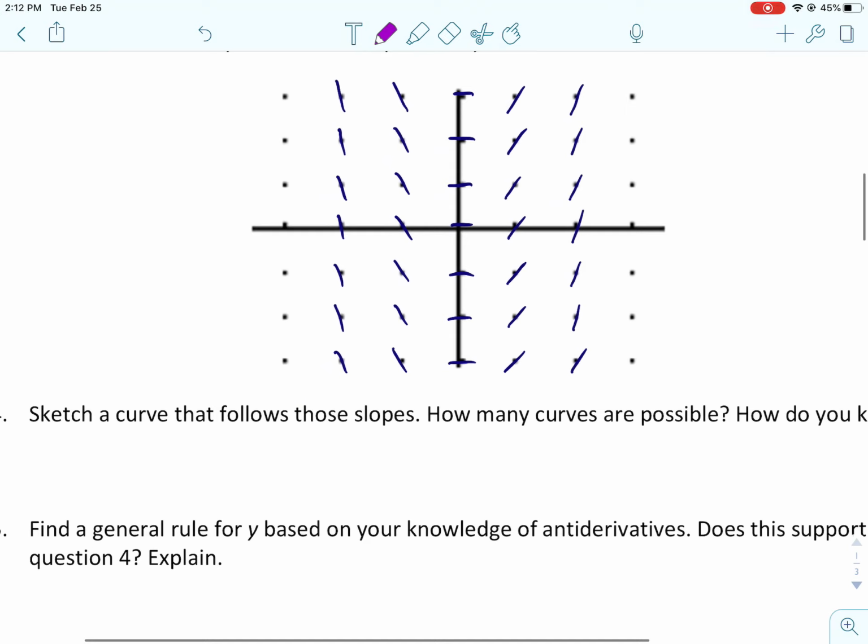Okay? All right, so I saw some of the curves you guys sketched and they looked great. I'm just going to start right here and follow the slope pattern. This isn't great, but that's one of them. Now, this could be this same shape, but maybe shifted to a different place. So how many of these curves could we have drawn? Infinitely many. There's no way we can draw them all, because we could shift up or down as many as we want to.